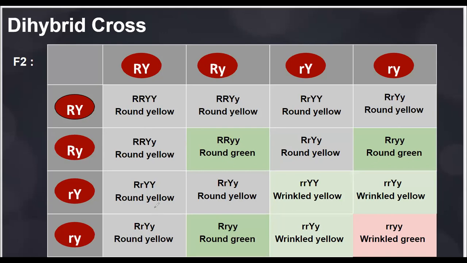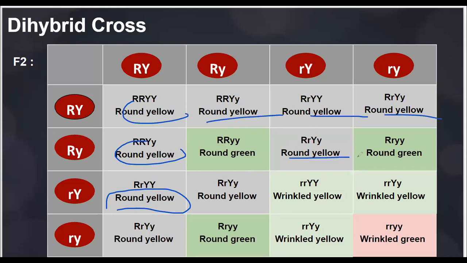You can see the gray boxes over here. The gray boxes all have the same phenotype, that is yellow and round, yellow and round, yellow and round. I'm talking about the phenotype. And the green boxes you see have the phenotype round and green, round and green, round and green. Then this light color box, phenotype wrinkled and yellow, wrinkled and yellow, wrinkled and yellow. And the last one is wrinkled and green.